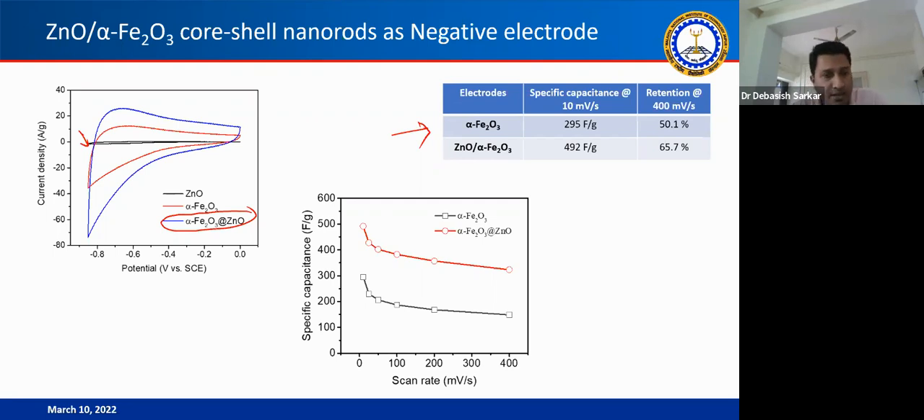So one part is storing charge, and the second part is acting like a fast channel, or acting like a highway for fast movement of electrons.